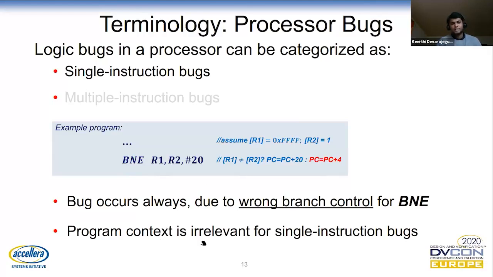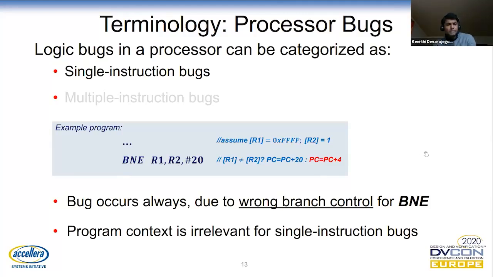Why we call it a single instruction bug is that it doesn't depend on the program context. What do I mean by program context? For some bugs to be triggered in a processor core, a sequence of instructions is needed. Here, whatever instructions were executed before this instruction are irrelevant. Whenever the processor core gets this instruction, even if the contents of R1 and R2 are not equal, the branch is never taken. That is the bug, and this type of bug depends only on that specific instruction.